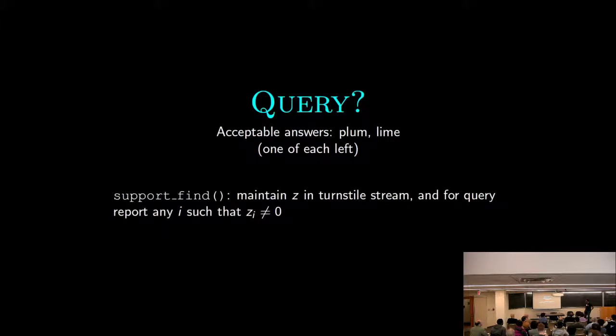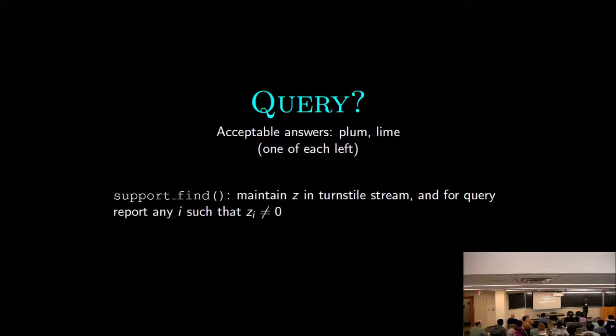So this problem, I'll call it the SupportFind problem. This is some jargon that I'm going to define in the very next slide. But basically the problem is this: there's a vector z, which is like a histogram. It's indexed by fruits. When I insert a fruit, I increment that coordinate, and when I remove a fruit, I decrement that coordinate. And at some point when I say query, just tell me anything in the support of this histogram.